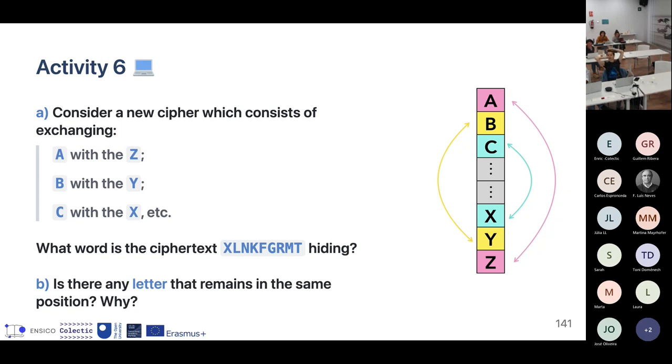So what word is XLNKFGRMT hiding? Now we will launch a poll for you to answer, please. You have two questions in the poll. The first one is asking you to identify the original word. And the second one is asking you if there is any letter that remains in the same position and why. I mean, it's not asking you the why part. I am, but I also have the right to ask you questions. So my question is C. So you have A, B, and my question C. So let's see how you're doing.